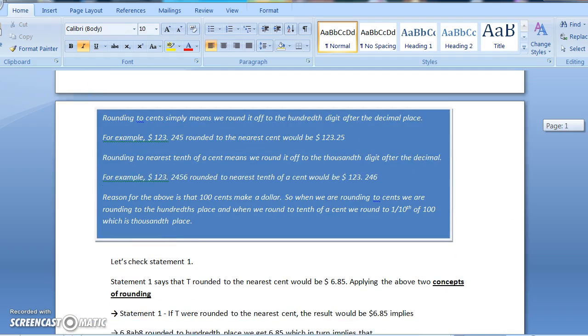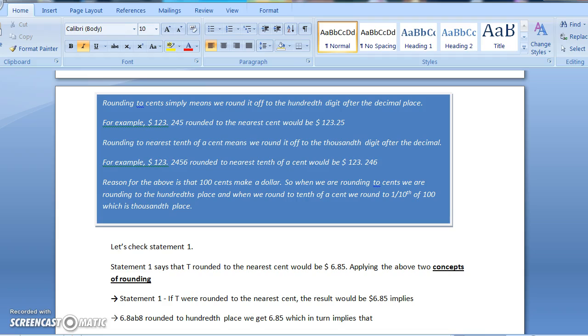Great. Now let's move to the next concept: rounding to cents. What does rounding to cents mean? It simply means we round it off to the 100th digit after the decimal place. For example, $123.245 rounded to the nearest cent will become $123.25, as we are rounding it to the 100th, and the digit to the right of the 100th place is 5. Hence we will round the 4 up and make it 5, 123.25.